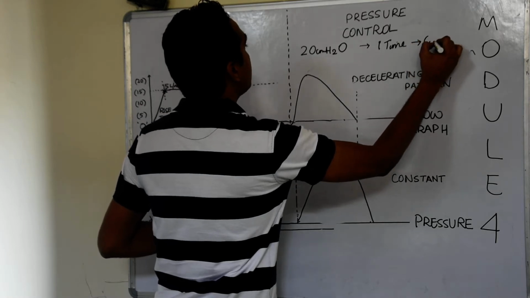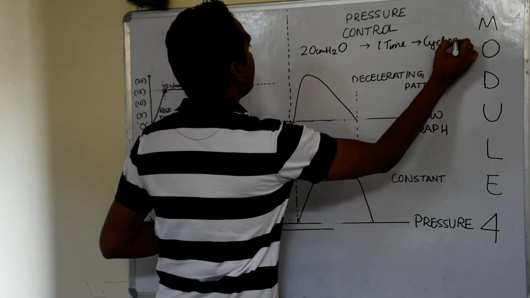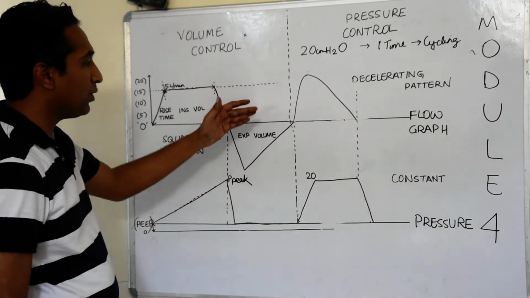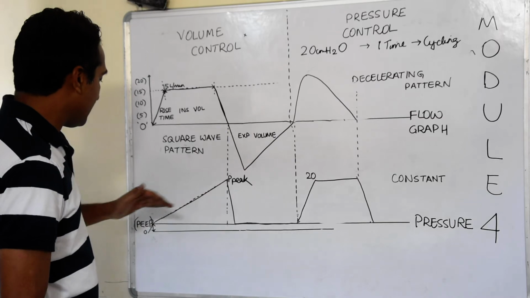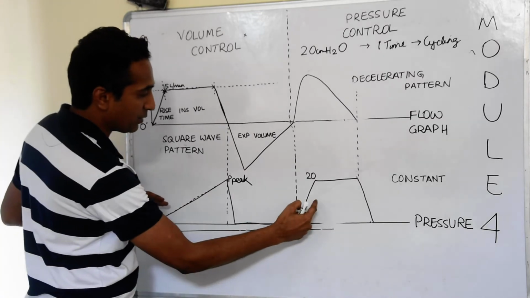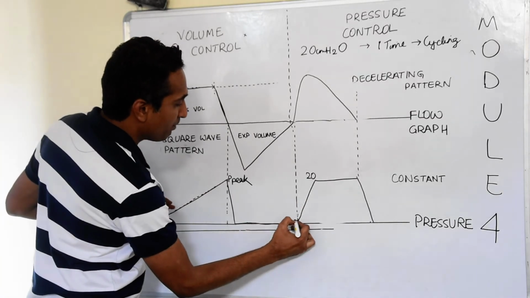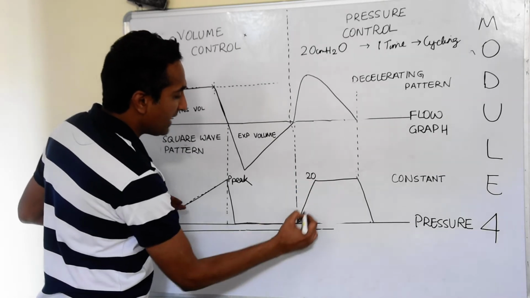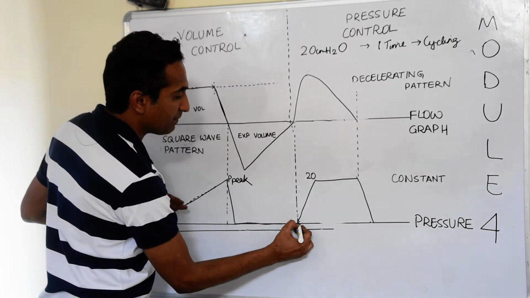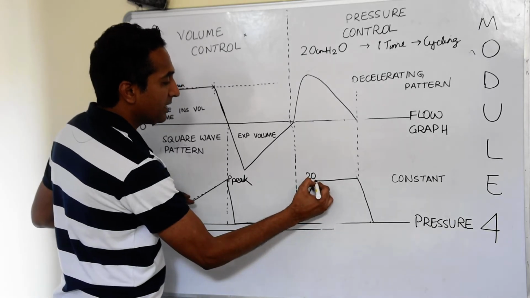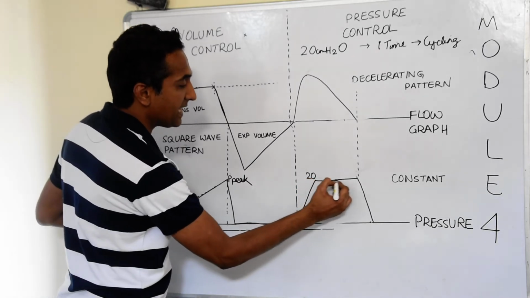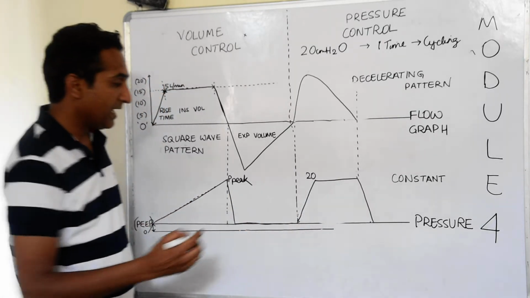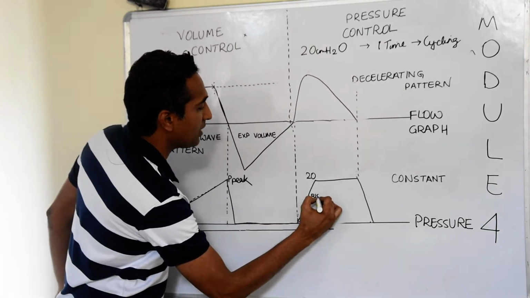will go into cycling. So the cycling here is also by time, but there is a different pattern in the flow and the pressure graph. Let us look at the pressure graph in a pressure control mode. We have set a pressure of 20. So as soon as the inspiration starts, the pressure rises up, reaches 20 and stays at the same level all throughout the inspiration. This can be called the rise time.